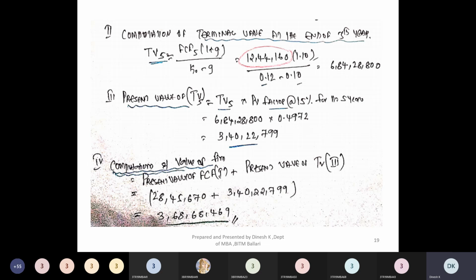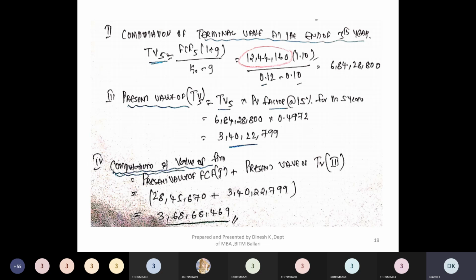Once you get this, you have to compute the value of the firm. The value of the firm is nothing but the present value of the future cash flows plus the present value of the future selling price of the firm. So the present value of the future cash flow, the value you got, is 28 lakhs 45,670, plus 340 lakhs 22,799. When you add up, you will get 368 lakhs 68,469, which is the value of the firm today.